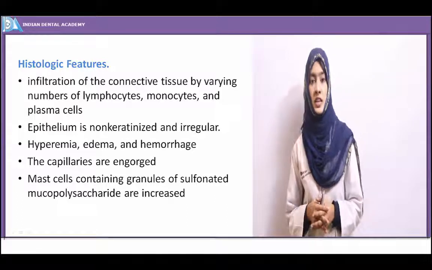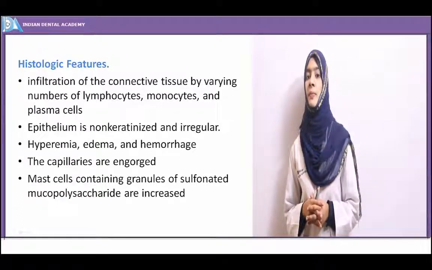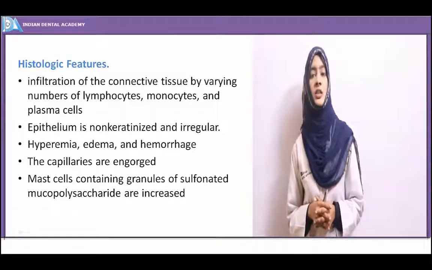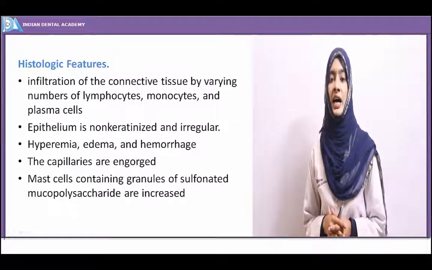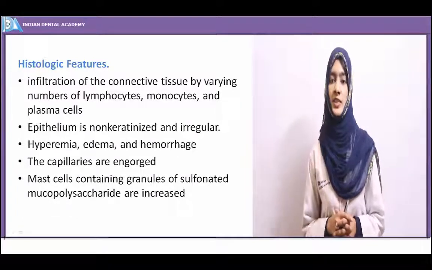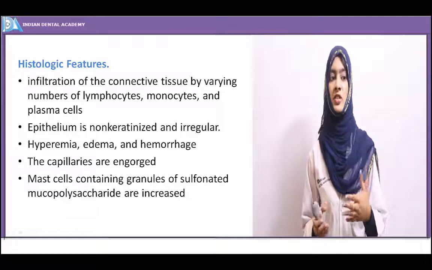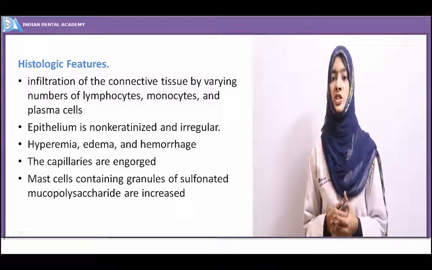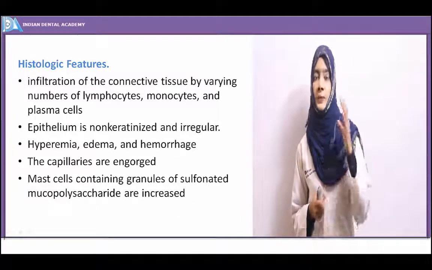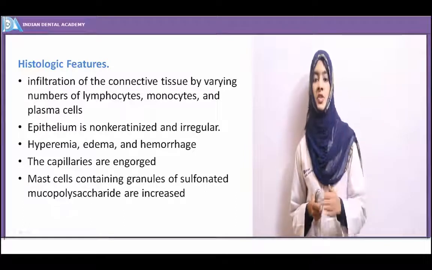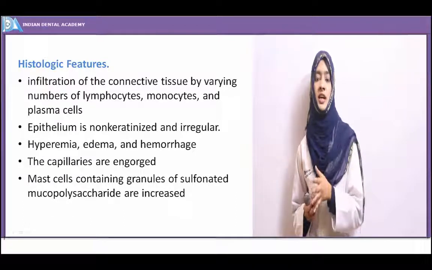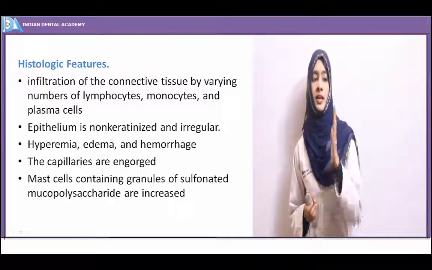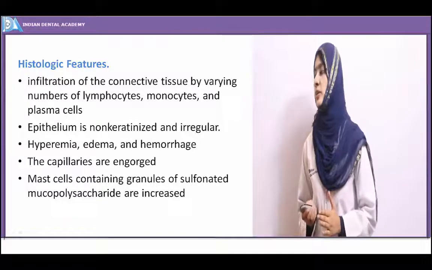And because of the increase in number of inflammatory cells, the mast cells particularly store certain granules of sulfonated mucopolysaccharides, manifesting the characteristic inflammatory changes. The epithelium is non-keratinized, there are inflammatory cells, the capillaries are engorged. These are the characteristic manifestations of chronic inflammatory gingivitis.